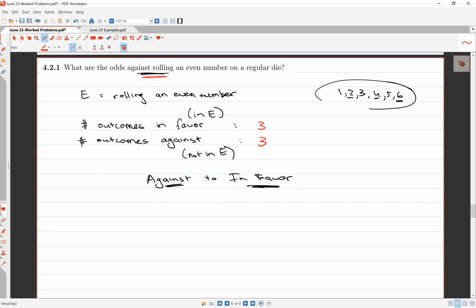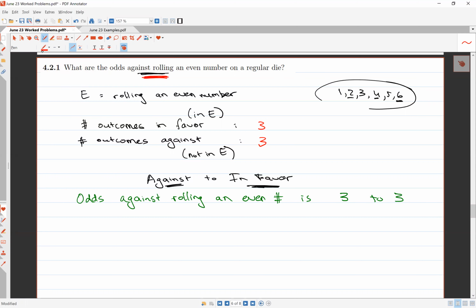And odds are generally expressed as odds against. So the number of outcomes against is listed first, and then the number in favor is listed. That's just the convention here. So we can say the odds against rolling an even number is 3 to 3.